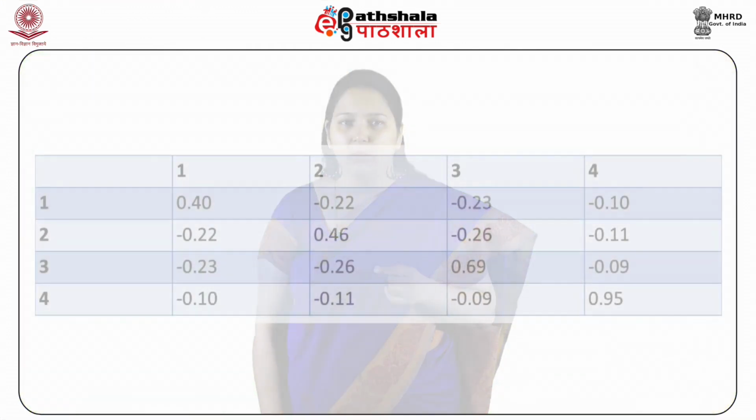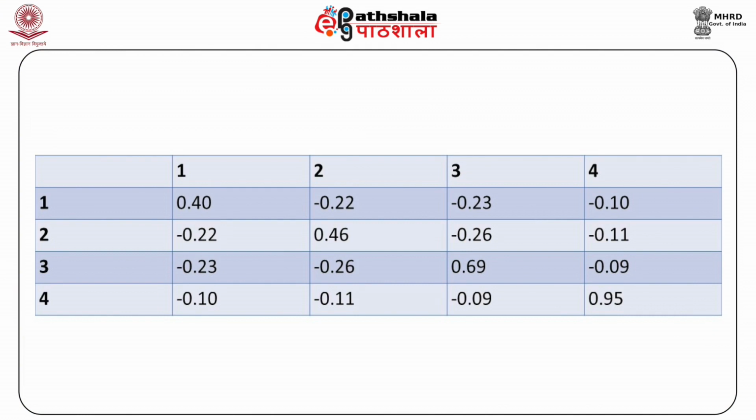Factor extraction will be continued in the following kind of residual correlation matrix, where for variable 1 the values are 0.40, minus 0.22, minus 0.23 and minus 0.10; for 2, minus 0.22, 0.46, minus 0.26 and minus 0.11; for 3, minus 0.23, minus 0.26, 0.69 and minus 0.09; and for 4, minus 0.10, minus 0.11, minus 0.09 and 0.95.